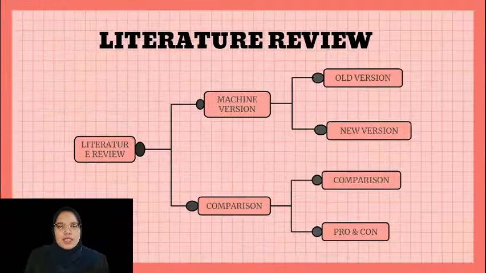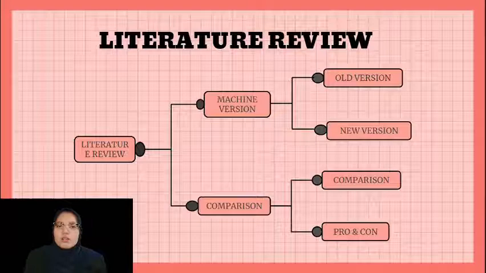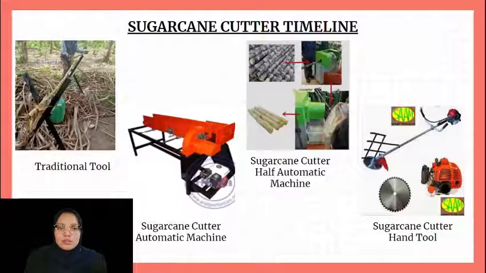I will present chapter 2, literature review. These are some of the sugarcane cutting methods that are already on the market. The first method is using traditional tools. This method uses 100% manpower for each cutting and packaging process.